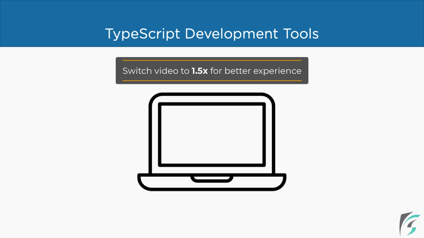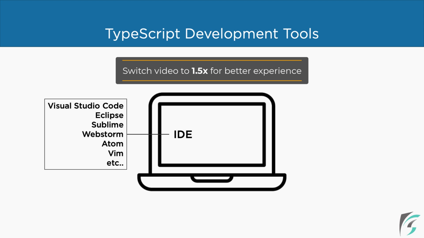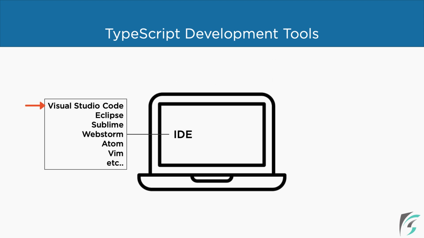To get started with TypeScript, we need just two tools. The first is an IDE. You can choose any of these. I'm using Visual Studio Code. And the second is the TypeScript compiler, known as TSC. The easiest way to set it up is to begin with Node.js. Don't worry, you don't need to be familiar with Node.js to work on TypeScript.